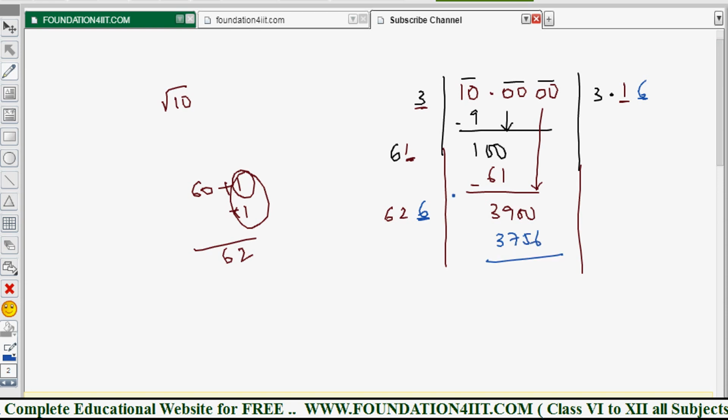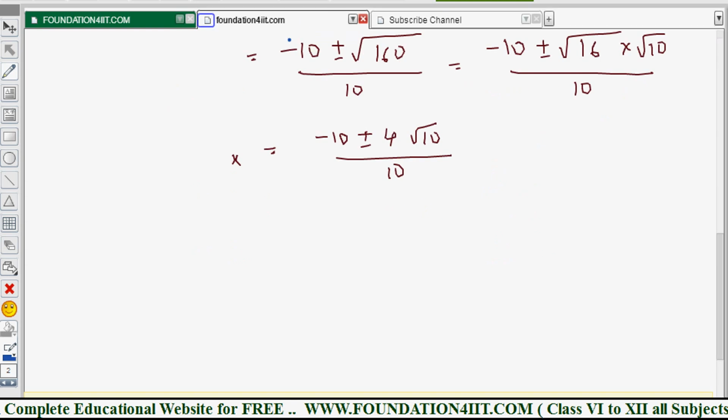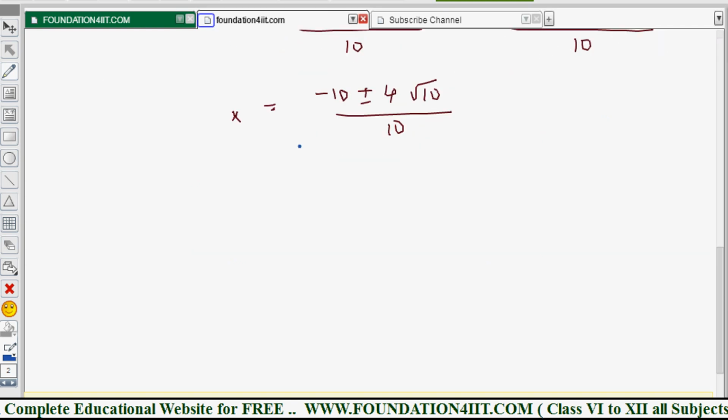Same number. Now just leave everything. Whatever we got here, 3.16. Now this is the answer for us. 3.16. So root 10 is equal to 3.16 up to 2 decimal places. Now this 3.16 you substitute in this.